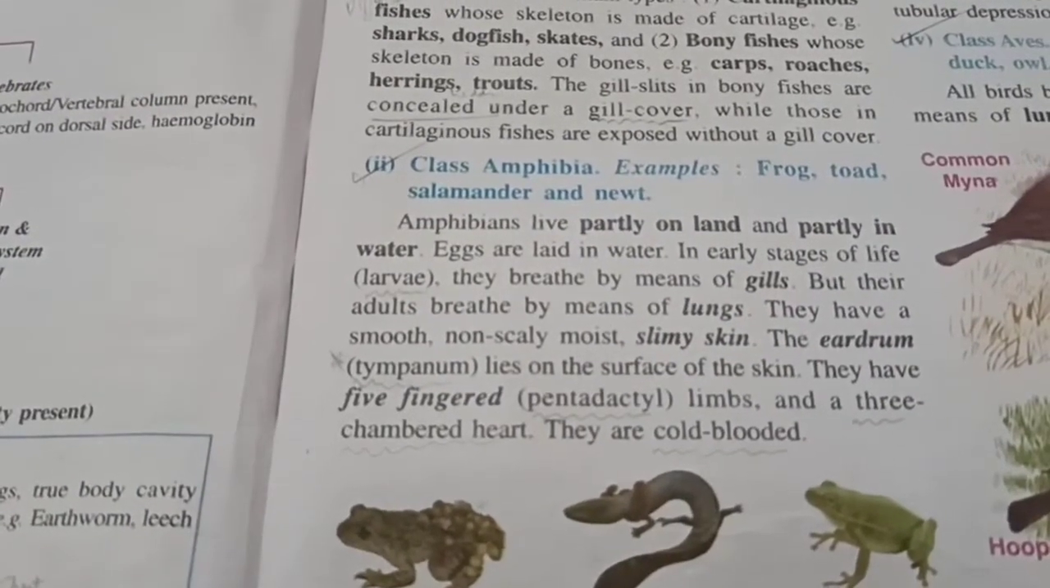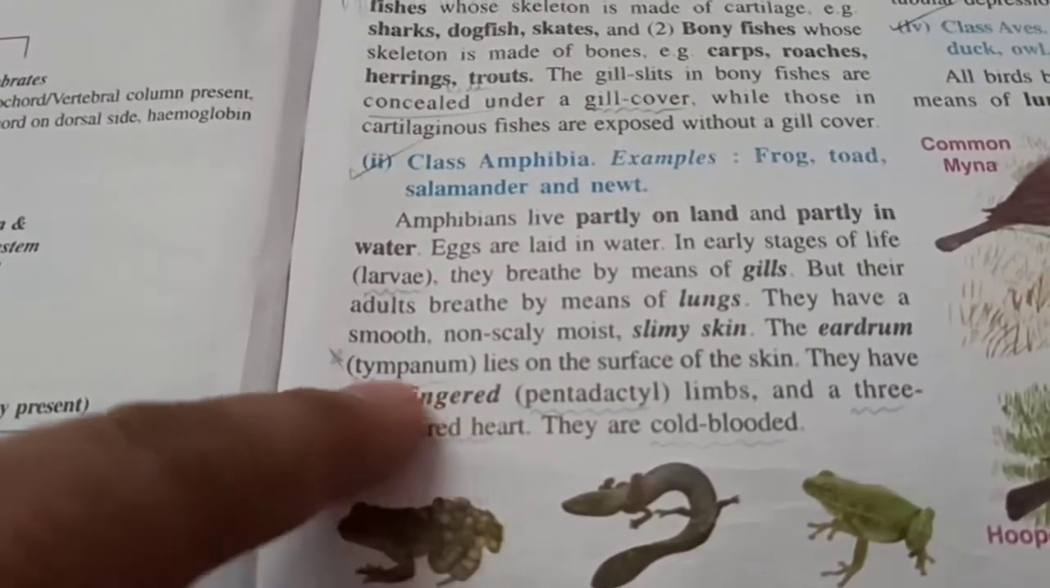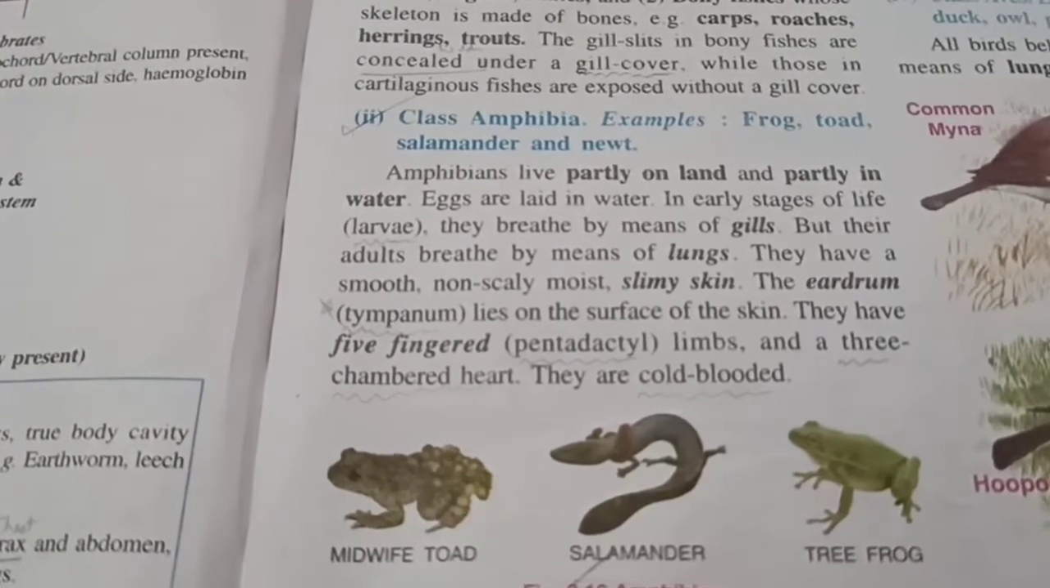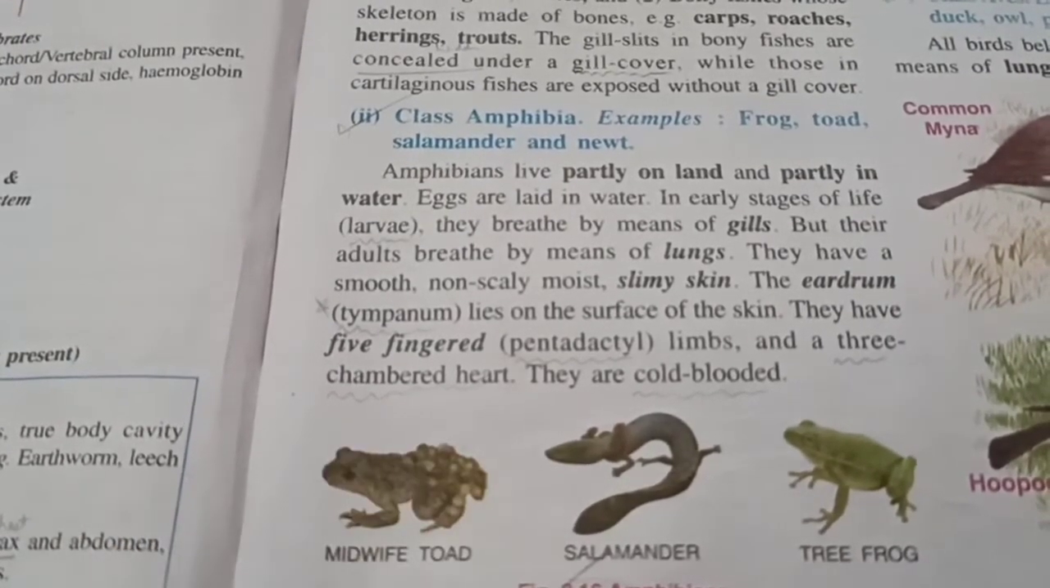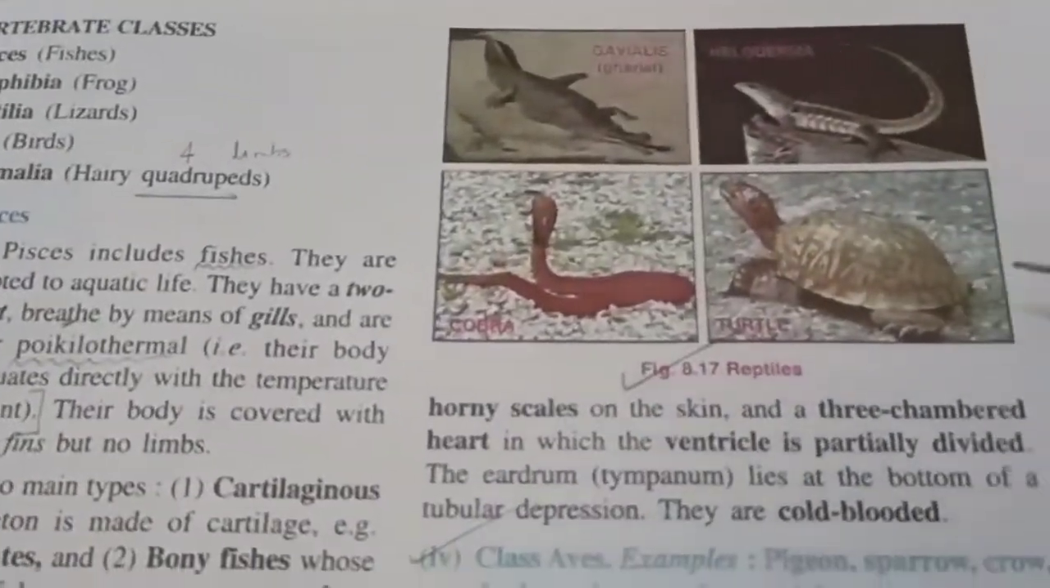Next, Amphibia. They can live on both land and water. They have an eardrum called tympanum, which is on the surface of the skin. They don't have a pinna, that is external ear. They can have 5-fingered limbs, that is pentadactyl. And a 3-chambered heart, of course. Reptile, we've studied its characteristics. It's cold-blooded as well.